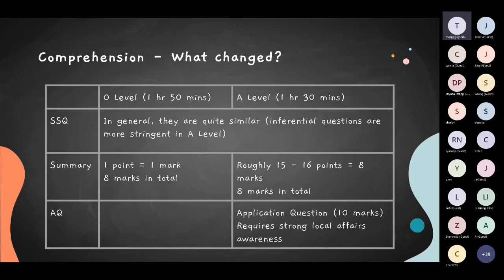And in a compre, the teachers will definitely set such that there will be more points than what's needed, so that it's basically giving you more leeway so that you can find more points. And lastly, AQ. AQ stands for application question. It is 10 marks. It is like a mini essay.